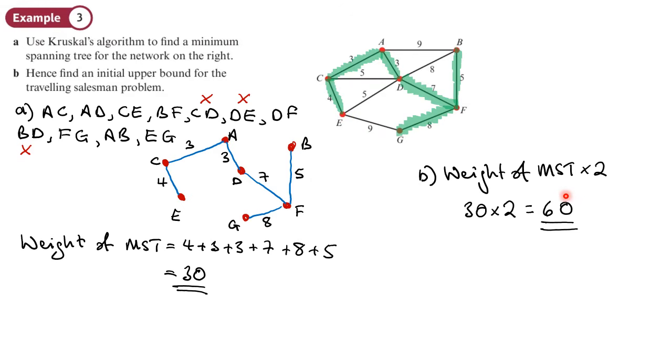So it's less than our upper bound. There may even be a shorter way of doing it, but that's just one example of going to every vertex and coming back to the same place that we started.